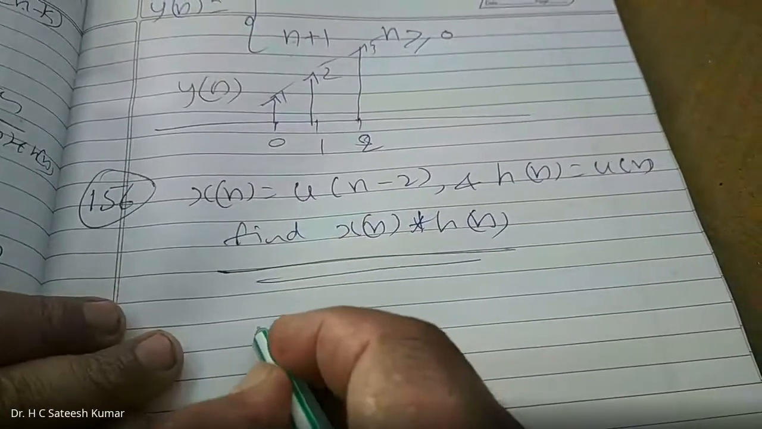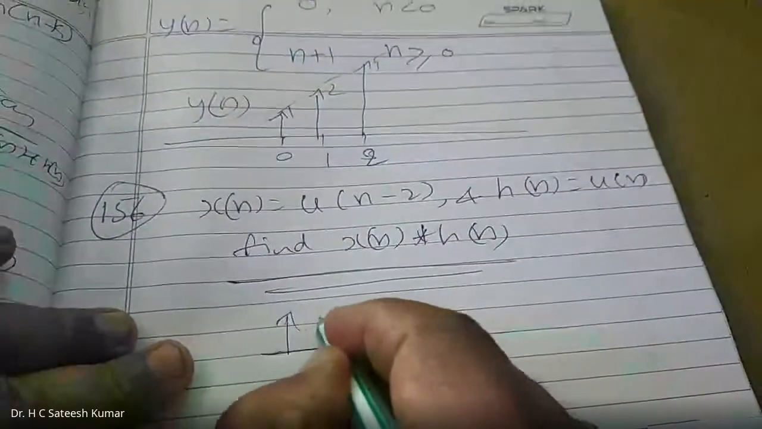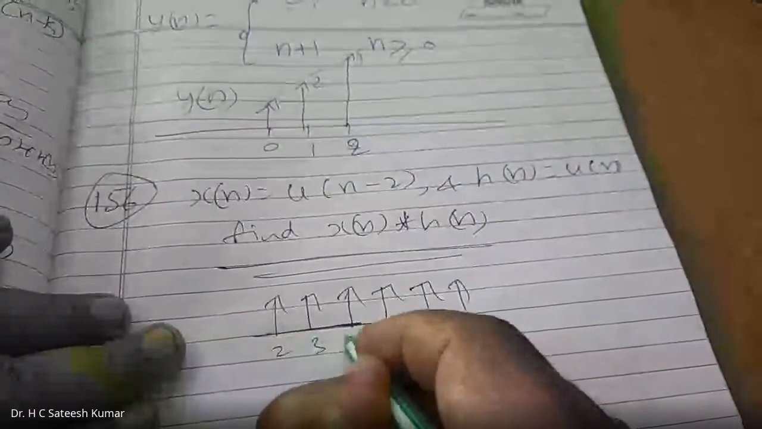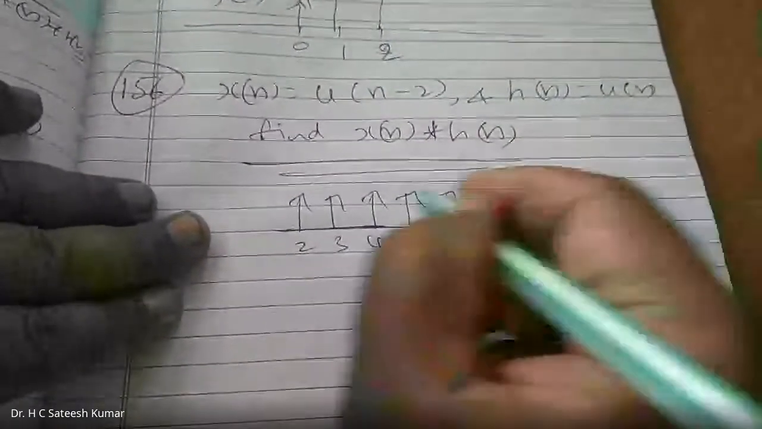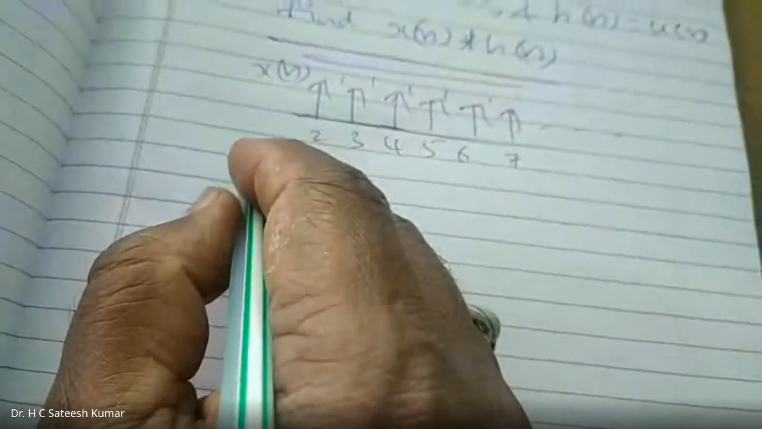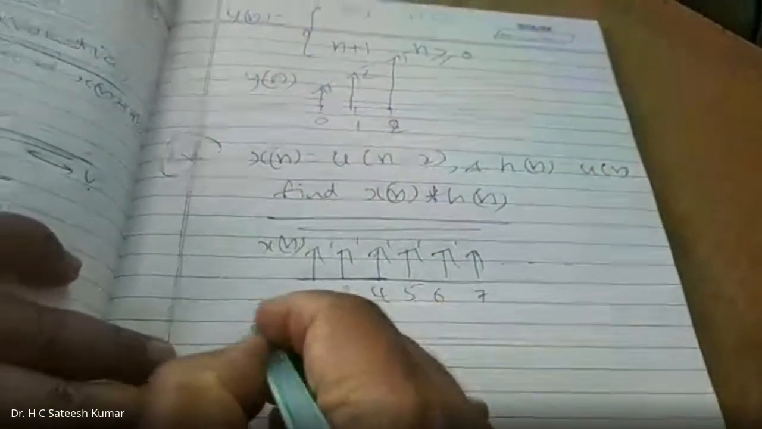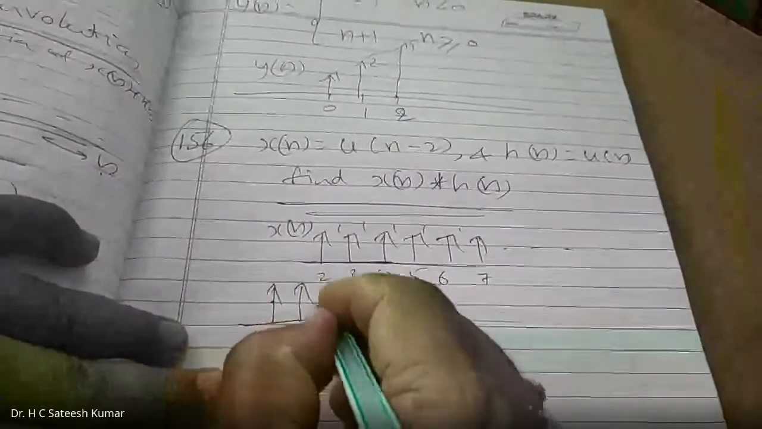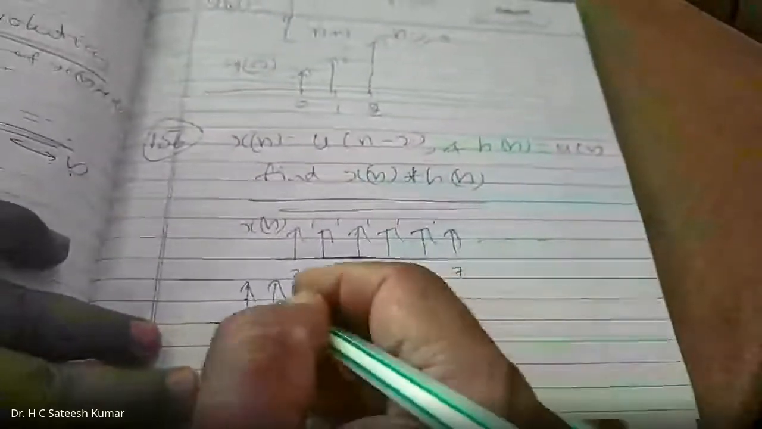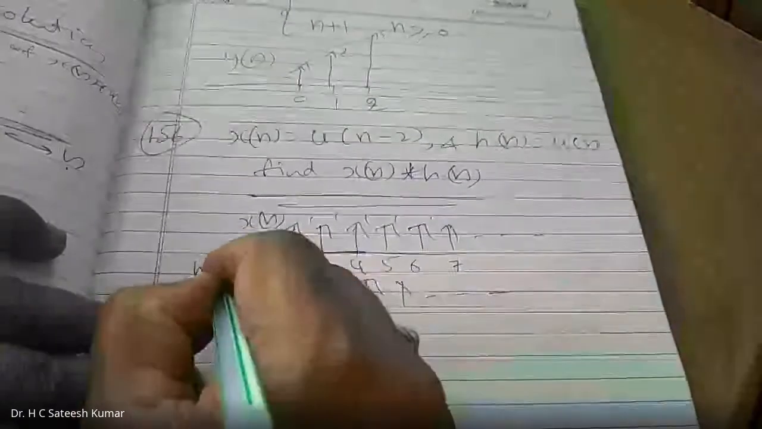First, x of n is starting from where to where? Starting from 2 to infinity: 2, 3, 4, 5, 6, and so on, with values 1, 1, 1, 1, 1. This is your x of n. H of n is u of n, starting from 0. No need to give the position, just 0. This is your h of n.